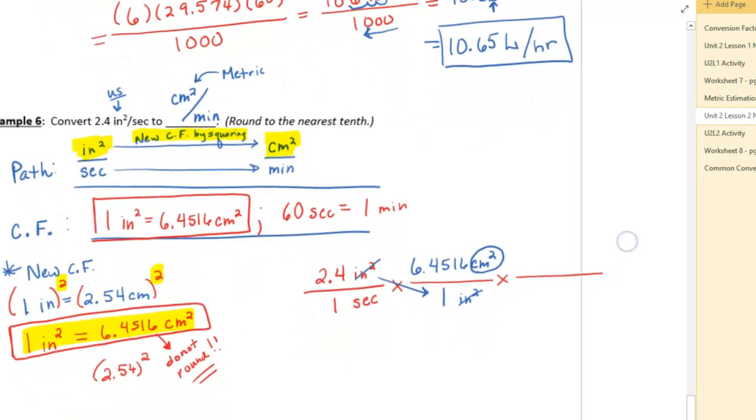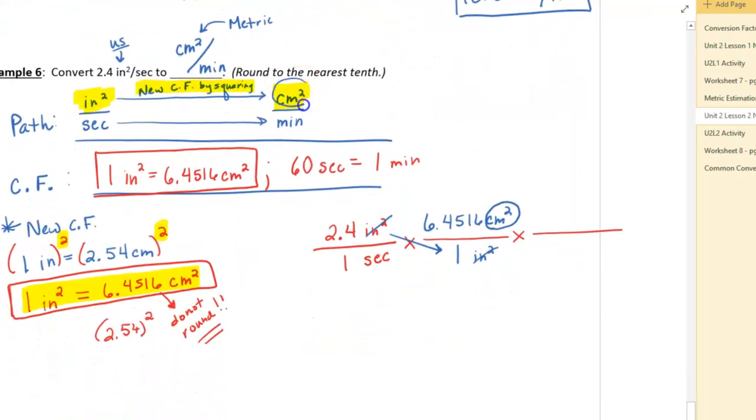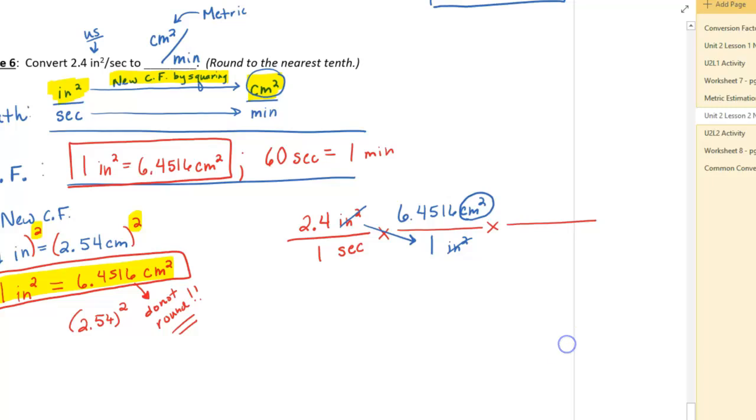There it goes jumping around on me again, sorry. So now we're ready to focus on the bottom. We have seconds. We need to go to minutes. So that's when we use this conversion factor. And since seconds are down here, we want the seconds up top. So it's 60 seconds and 1 minute on the bottom. So the seconds will cancel. We'll be left with minutes on the bottom, which is what we wanted here.